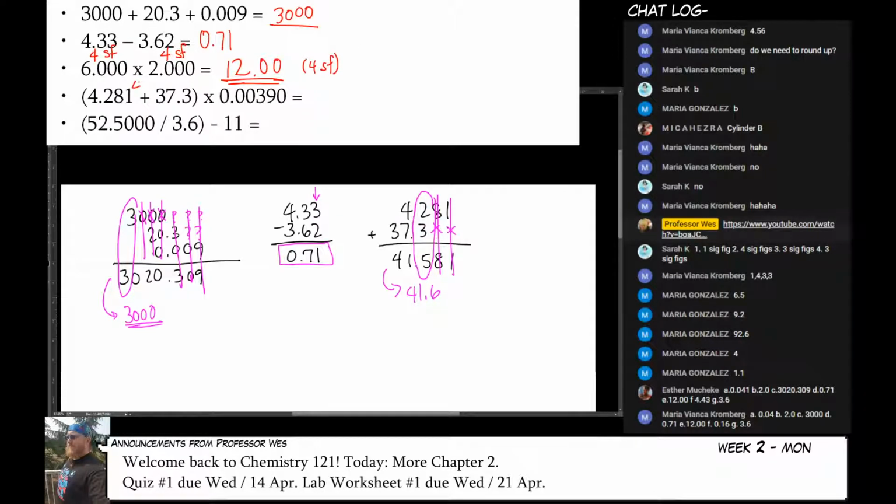which we can then put in the calculation up here. So this is 41.6 here. I will then multiply it by 0.00390. Both of those numbers have 3 sig figs, so my answer should have 3 sig figs. And the answer I got was 0.162.